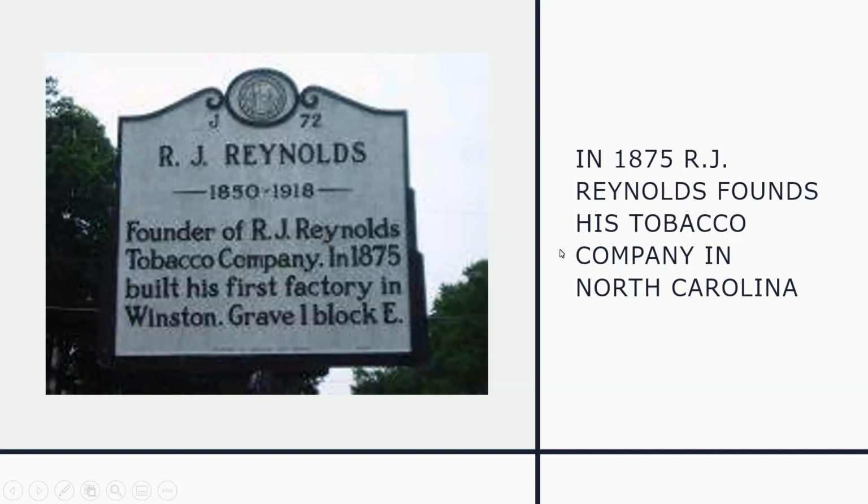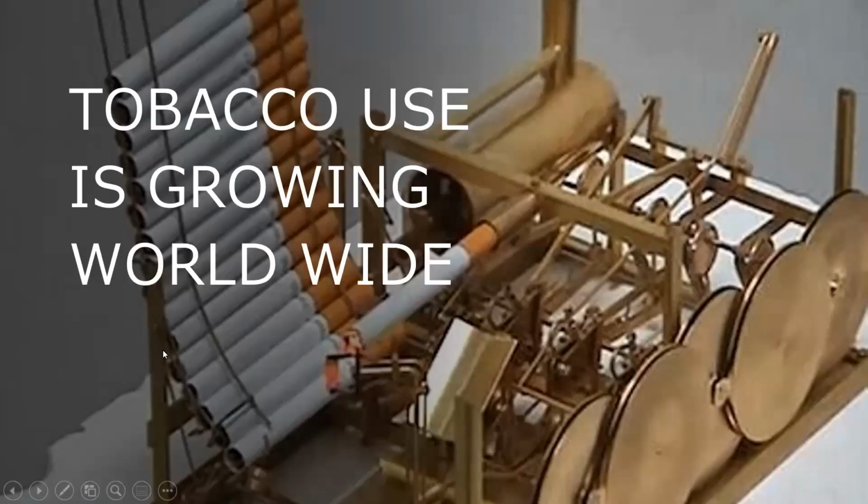Around that same time, the first cigarette rolling machine was created. So that happened around, I think, 1881 or something. And so that's what we see here, this cigarette rolling machine. With the advent of this machine, cigarette use became more common. And just during this time as a whole, tobacco use was growing.